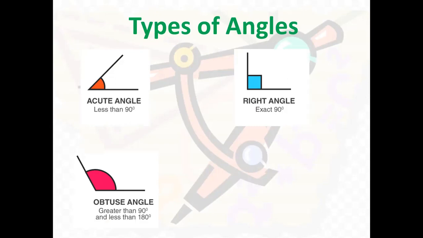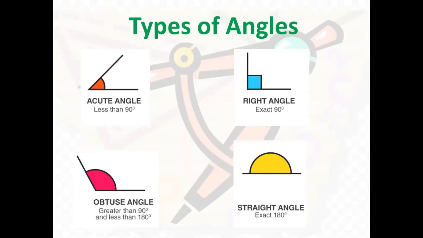So if you find any angle more than 90 and less than 180, that angle will be named an obtuse angle. Obtuse angles are rather big angles. Then we have a straight angle, which is exactly 180 degrees. It should not be more than 180, it should not be less than 180, not even 179.9.